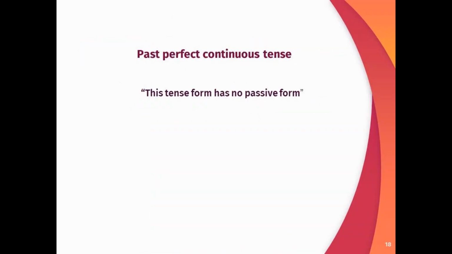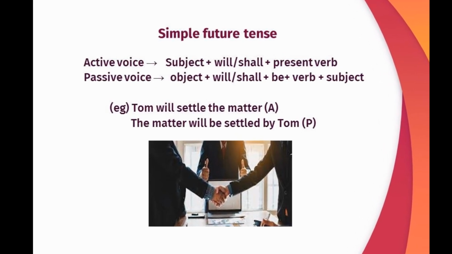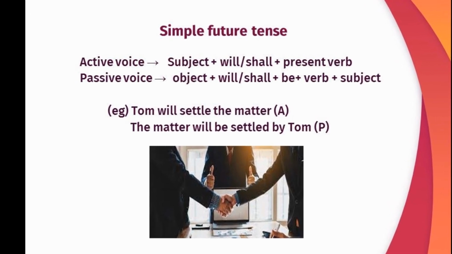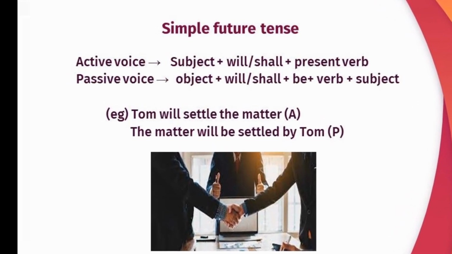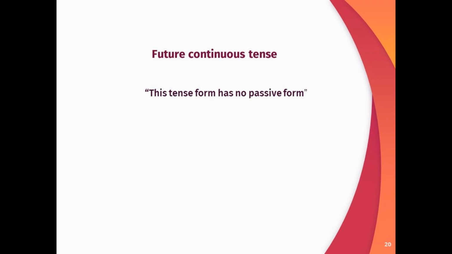Next one is past perfect continuous tense. This tense form has no passive voice. Next, simple future tense. Active voice, subject plus will or shall plus present verb. In passive voice, object plus will or shall plus be plus verb plus subject. Example, Tom will settle the matter. When it is changed into passive voice, it becomes the matter will be settled by Tom. Then future continuous tense. This tense has no passive form.